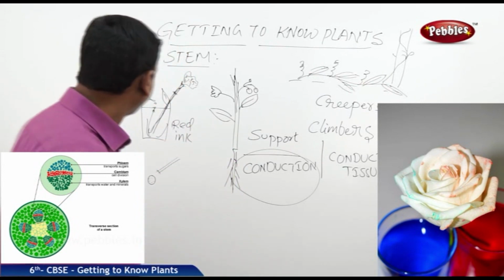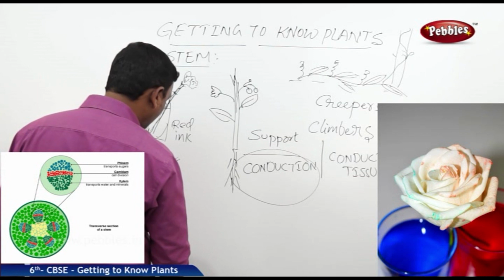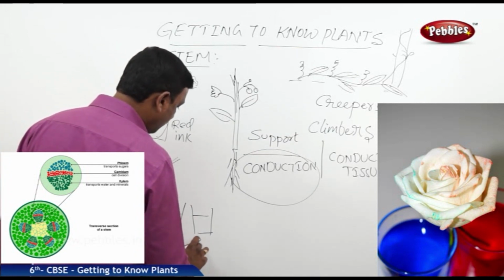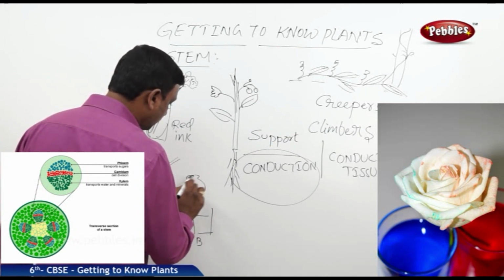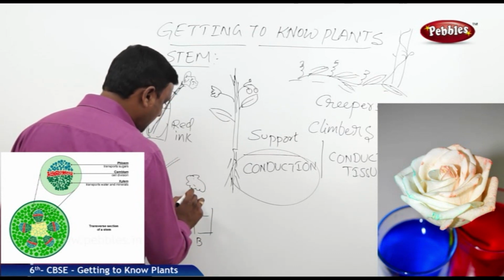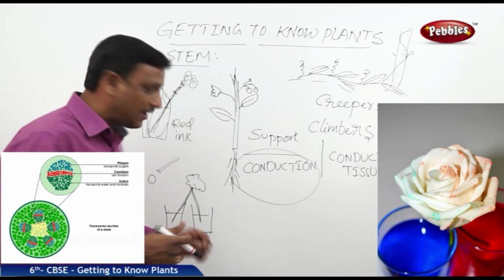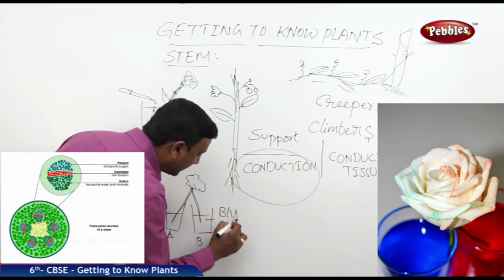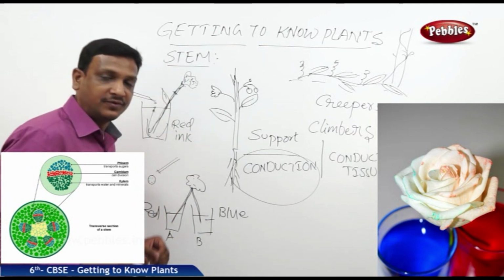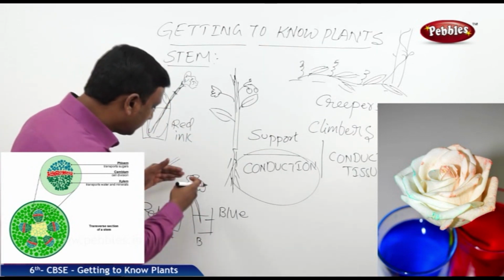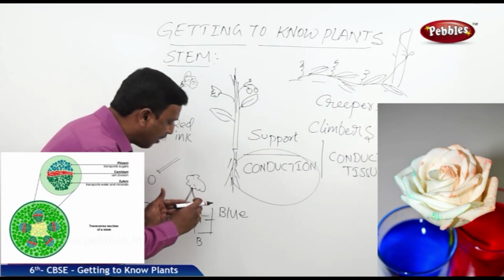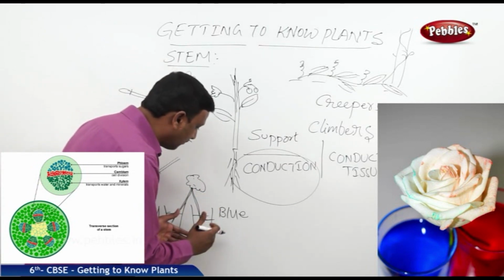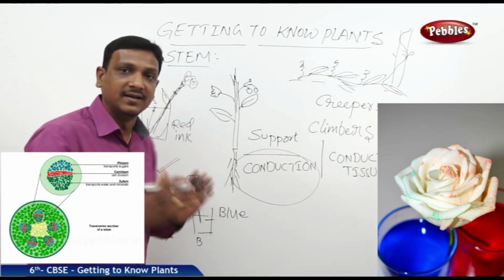Right? So now you can do the same experiment with a different setup. You have taken two glasses, A and B, and a flower with a stem, but you split the stem into two. Now you arrange the stem in two glasses, one with blue ink and the other with red ink. After some time, what do you observe? The half of the stem in the red and the half in the blue both will conduct the water, both will conduct the color. So in case of B, blue color is conducted, in case of A, red color is conducted.